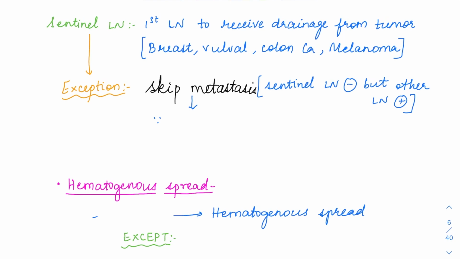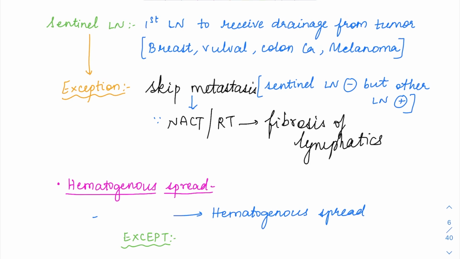Okay. It happens because sometimes for cancer, you give neoadjuvant chemotherapy or radiotherapy before, right? When you give this kind of neoadjuvant chemo or radiotherapy to cancer patients, it will cause fibrosis of the lymphatics. The lymphatics are going to be fibrosed, and there is going to be alteration of the lymphatic channels. So in that case, the sentinel lymph nodes can be skipped, and the rest of the lymph nodes can be involved by the tumor. Okay.